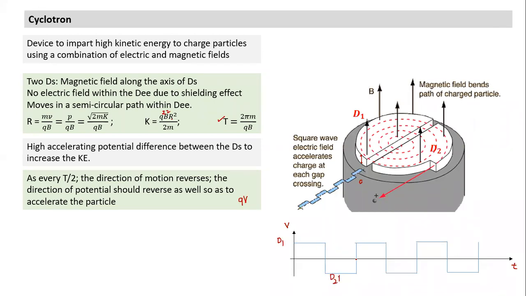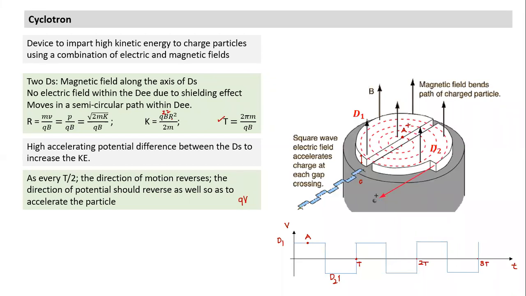This is the time period, this is 2T and this is 3T. So suppose the particle is crossing from this point to this point, when it is at A, and if it is a positive charge, that dee should have higher potential. It reaches A at this point. So which is at higher potential? D1 is at higher potential, so it will accelerate.